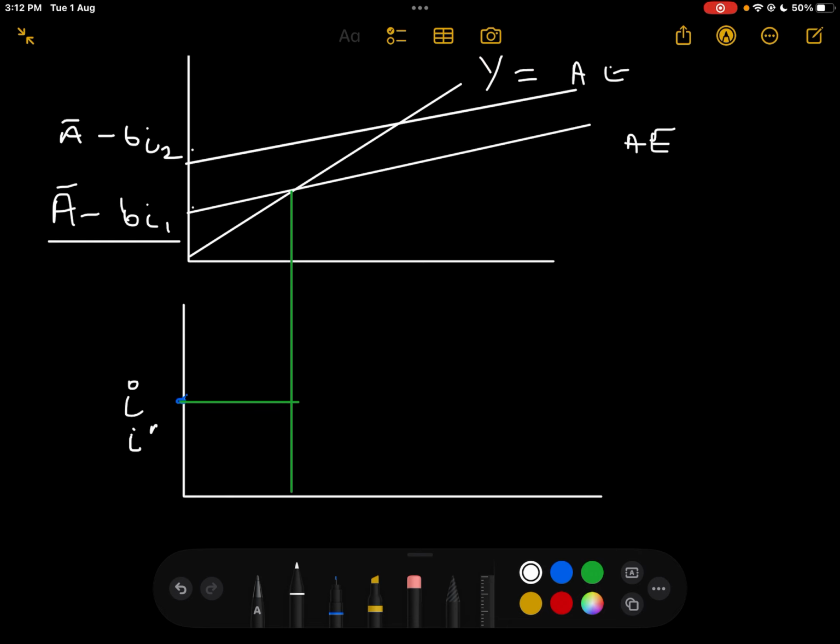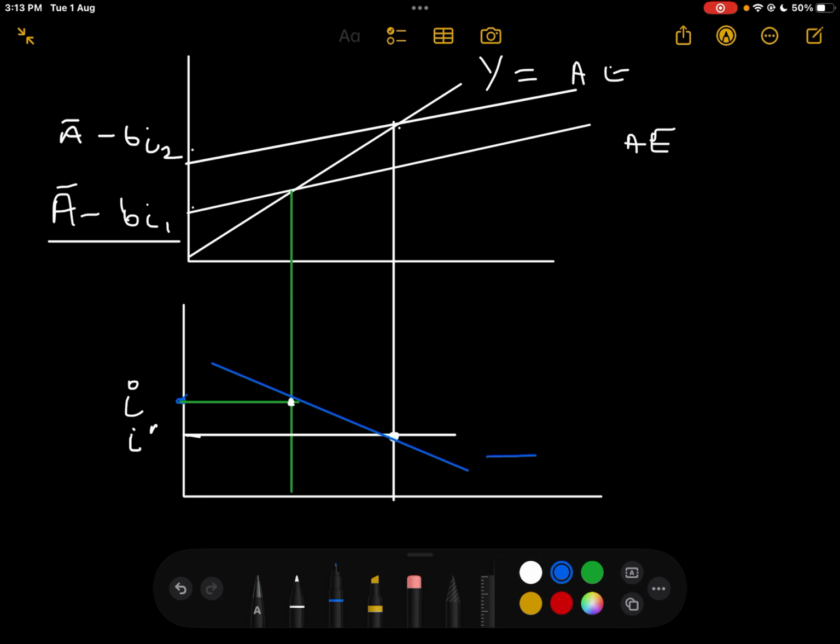Fine. Now if we bring it downwards here, at I2 this is our equilibrium point, right? This is the equilibrium at I2, and this one at I1. Now if we join both these points, this is our IS curve.